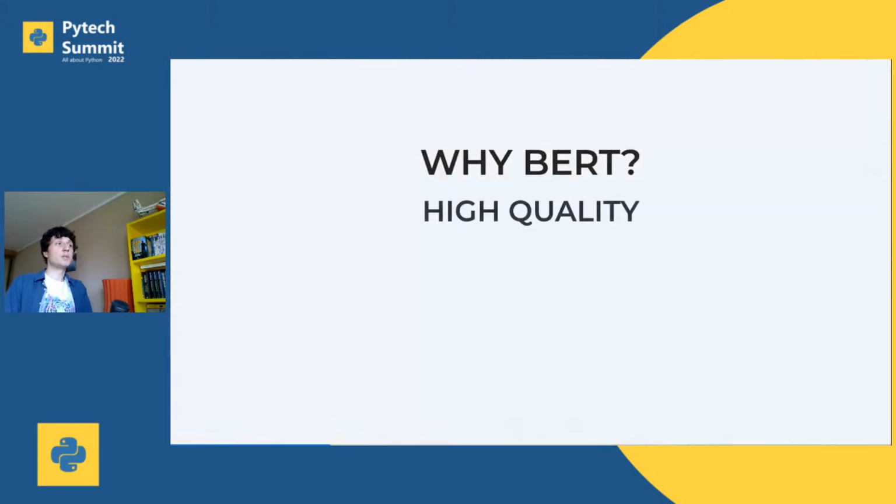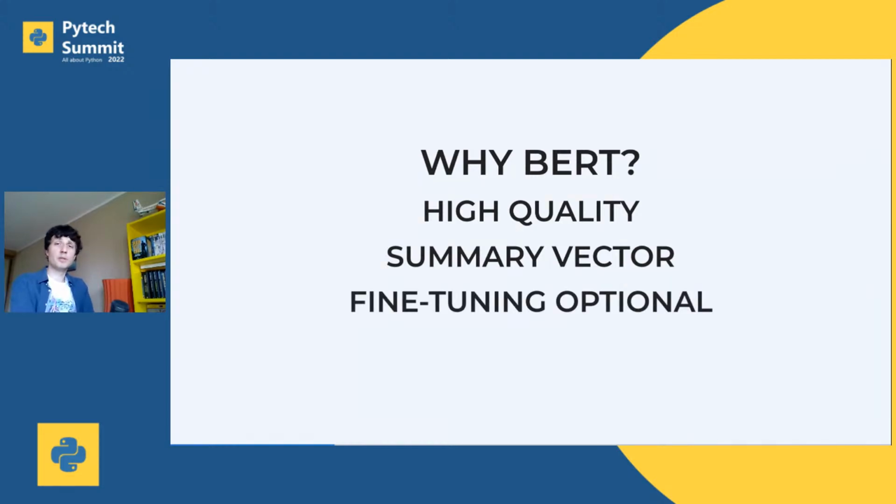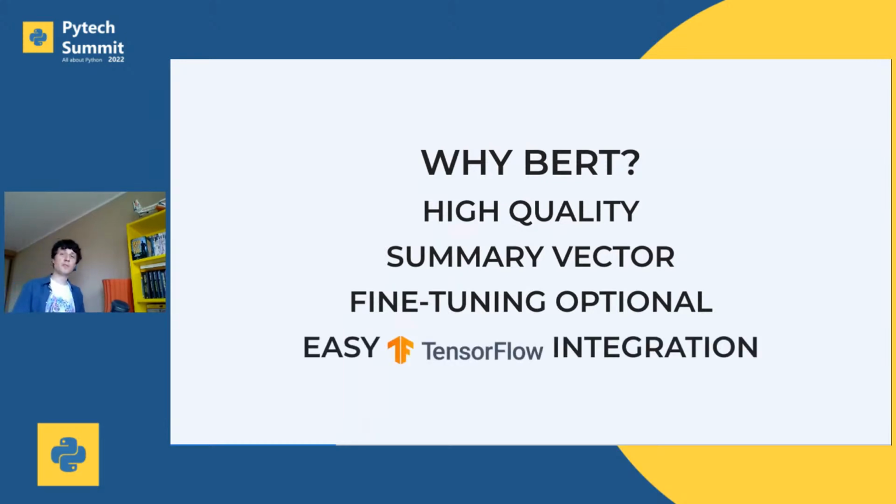Why do we select BERT? Well, first of all, it's a very high-quality model. You can get very good results with it. Another property of it is that it provides us with a summary vector for each text we put into our BERT model, which is going to come in handy. Fine-tuning of BERT is optional. You can fine-tune it for the best results, but you can also skip the fine-tuning step to save on computational resources. And we're going to have a very easy time integrating this model with TensorFlow thanks to the TF Hub library.